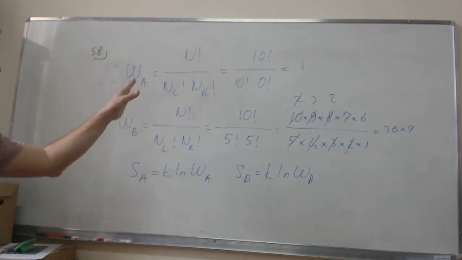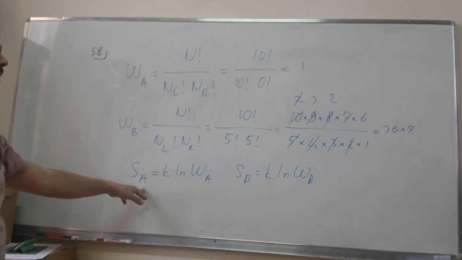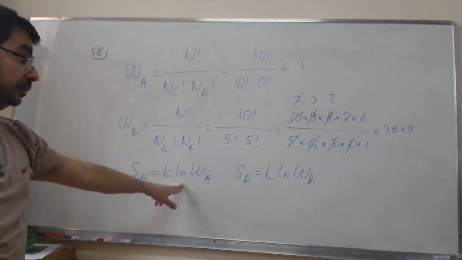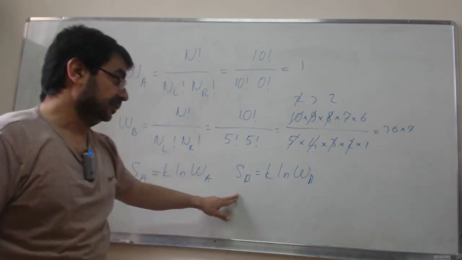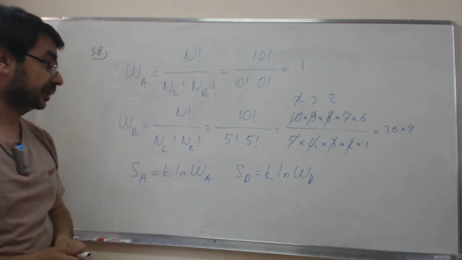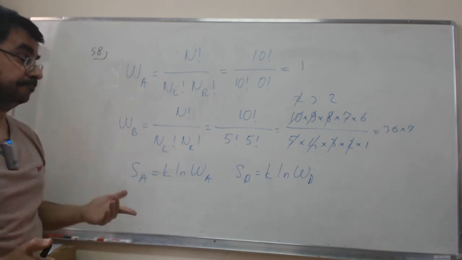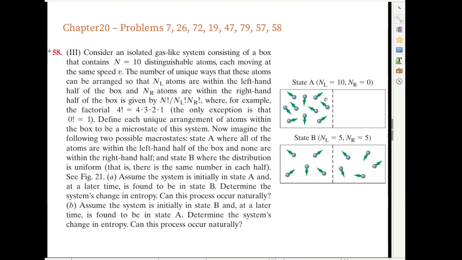And you can calculate the entropies of the two states. The entropy corresponding to state A, where everything is on the left, is going to be 0. WA is 1, so ln 1 is 0, and this is going to be something larger than 0. Still something very small because we are dealing with a very small number of particles, but larger than that. So this could happen spontaneously, whereas going from state A to state B cannot happen spontaneously. So I think this is what they're asking in the other part: can this process occur naturally? Yes. The other process, no, it can't occur naturally.